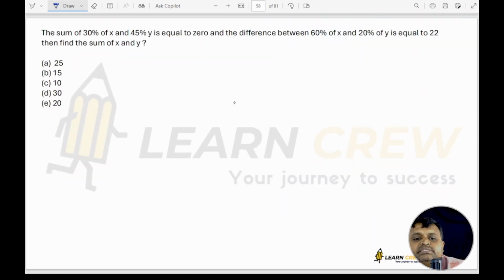The sum of 30% of X and 45% of Y is equal to 0. And the difference of 60% of X and 20% of Y is 22.